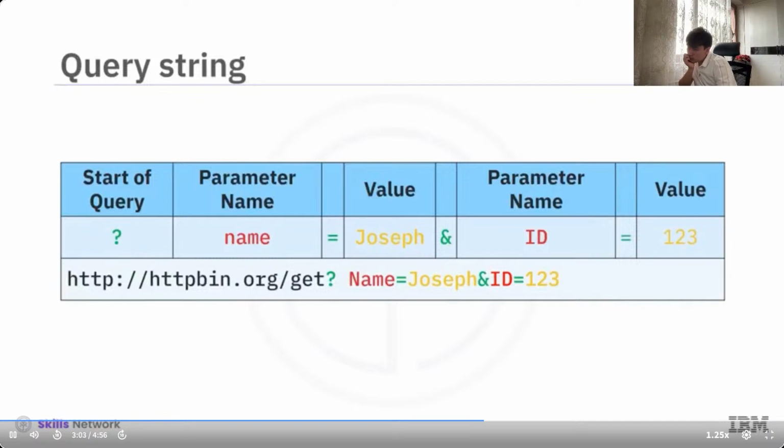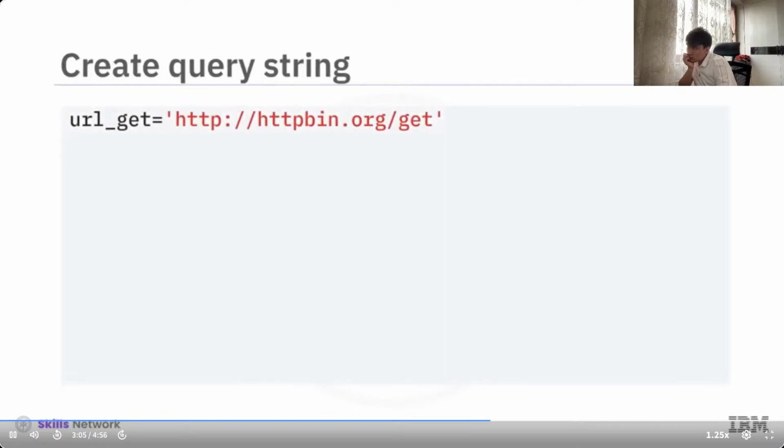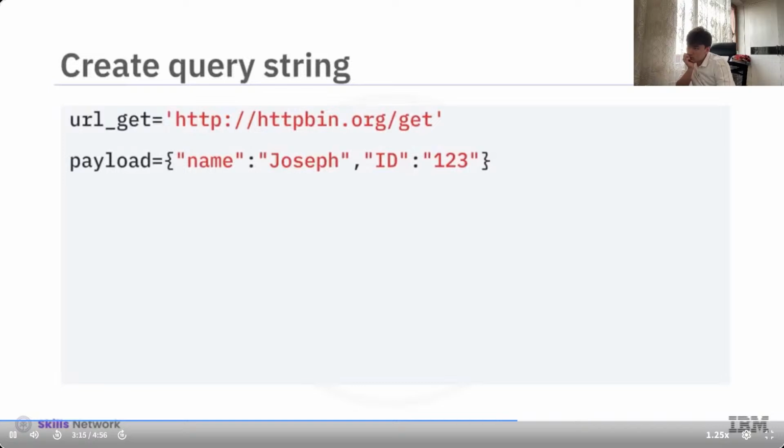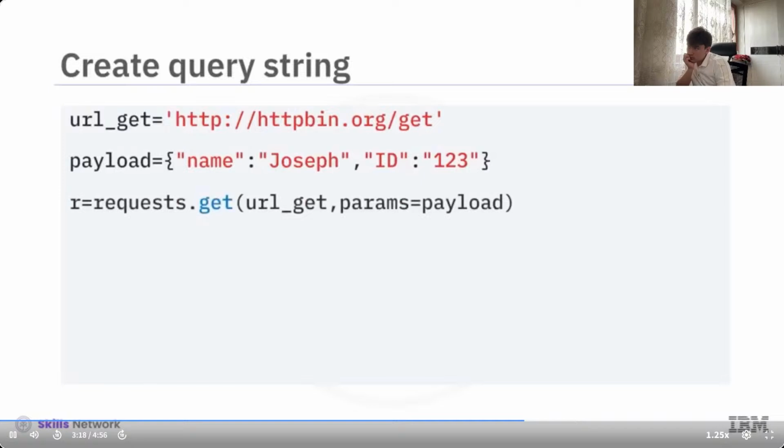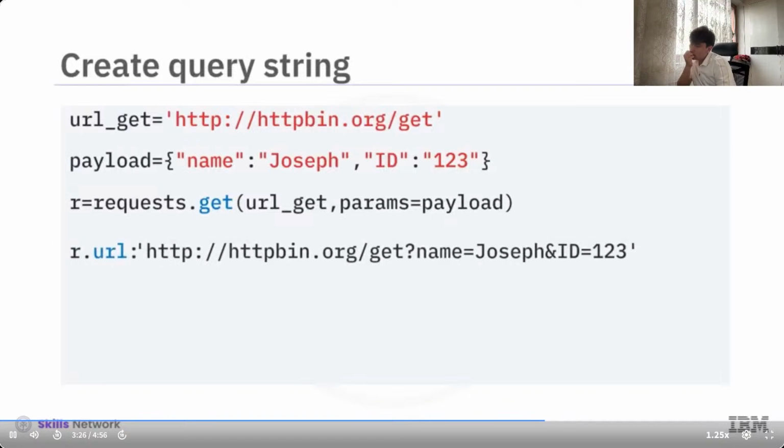Let us complete an example in Python. We have the base URL with get appended to the end. To create a query string, we use the dictionary payload. The keys are the parameter names, and the values are the values of the query string. Then we pass the dictionary payload to the params parameter of the get function. We can print out the URL and see the names and values.